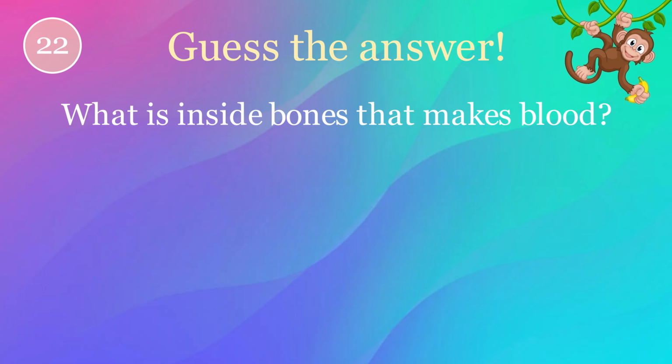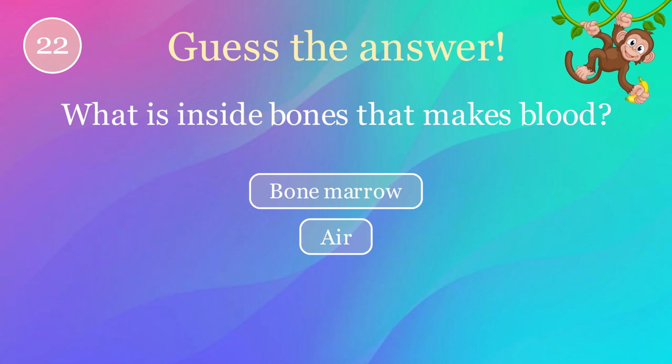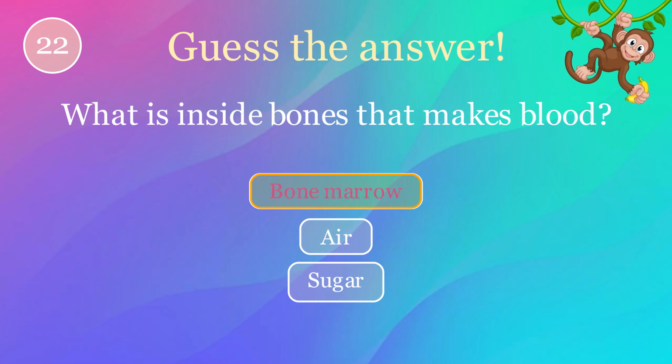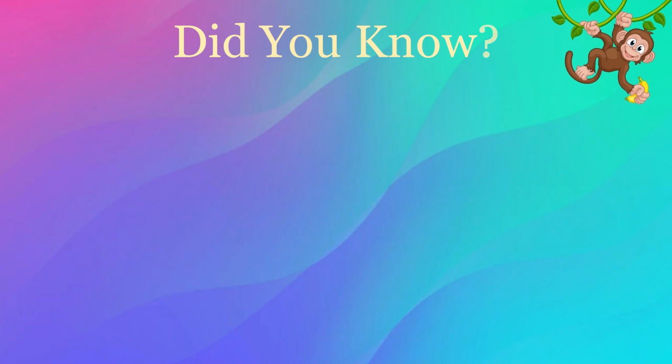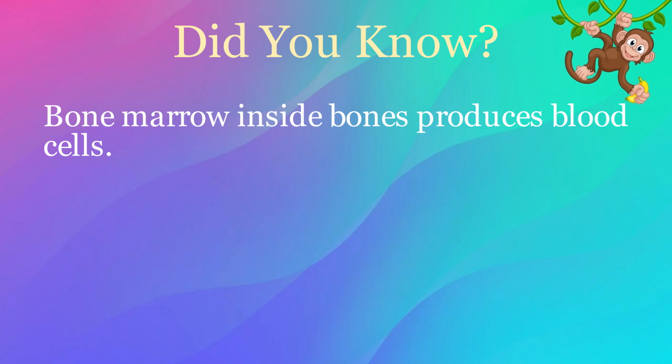What is inside bones that makes blood? Bone marrow. Air. Sugar. The correct answer is bone marrow. Here's an interesting fact: bone marrow inside bones produces blood cells.